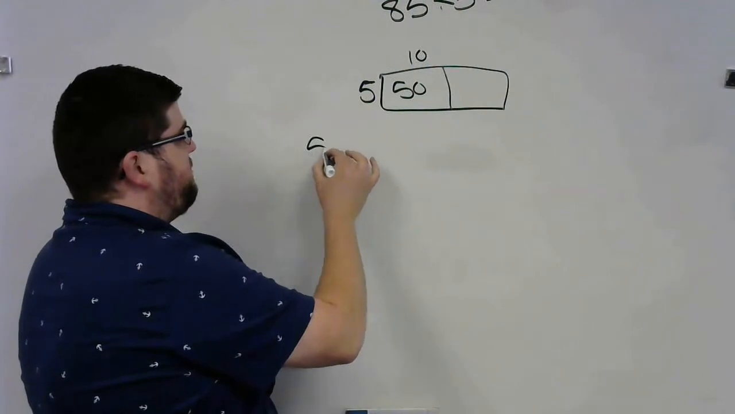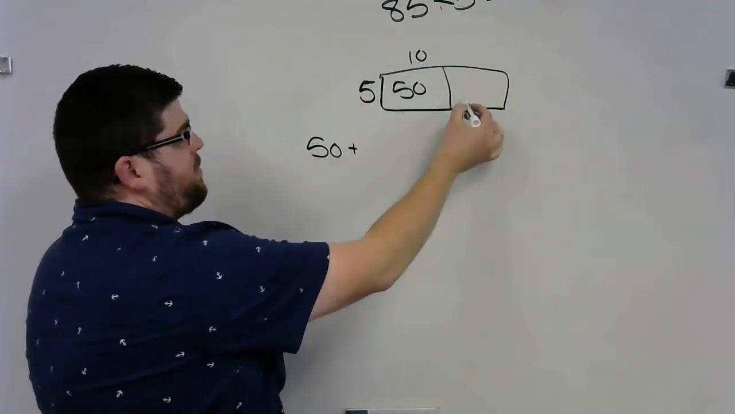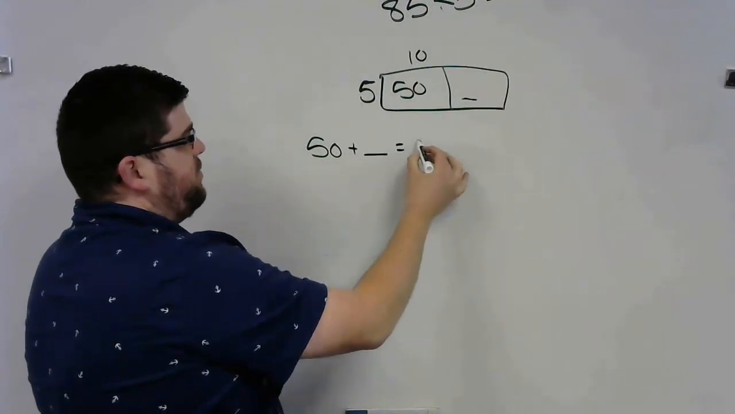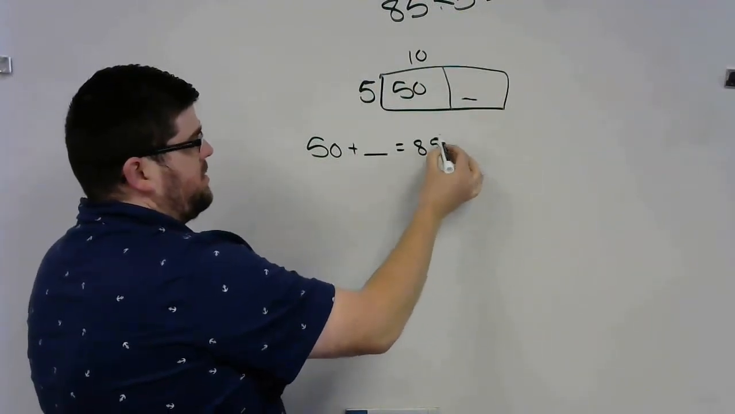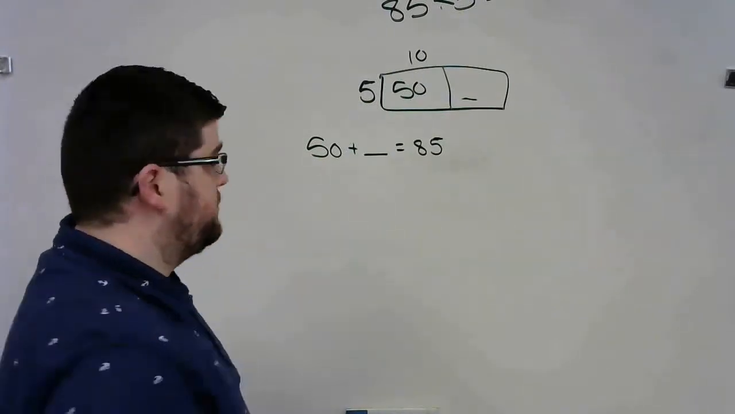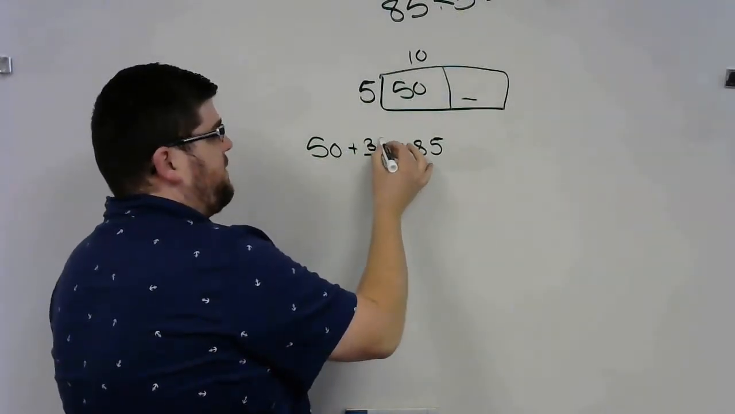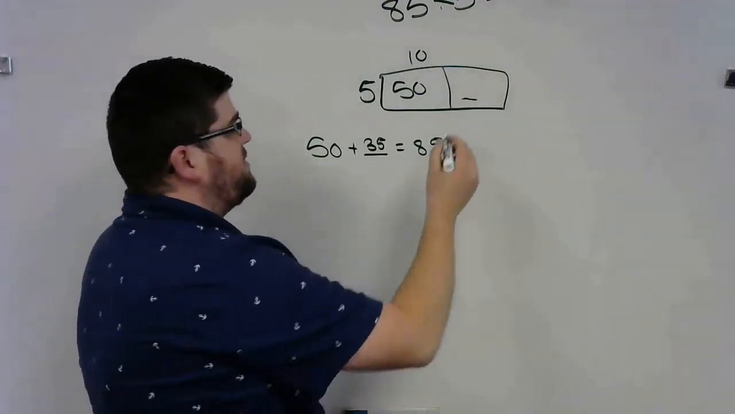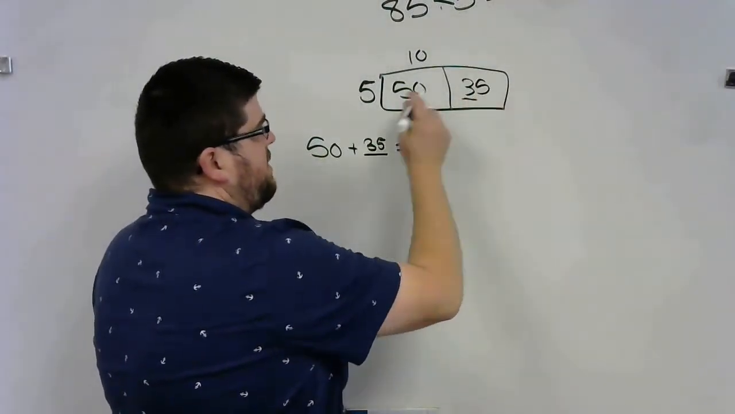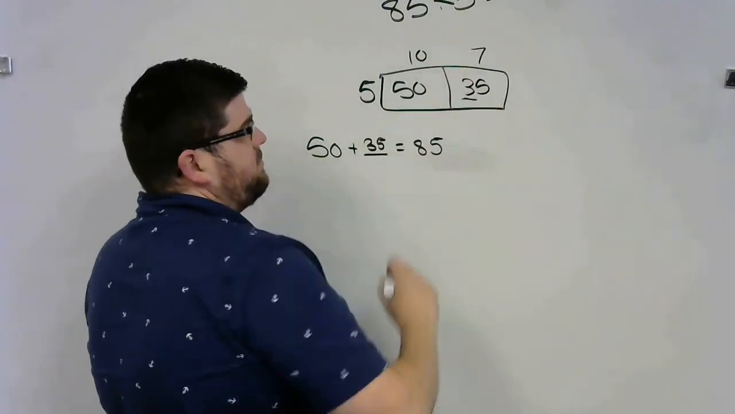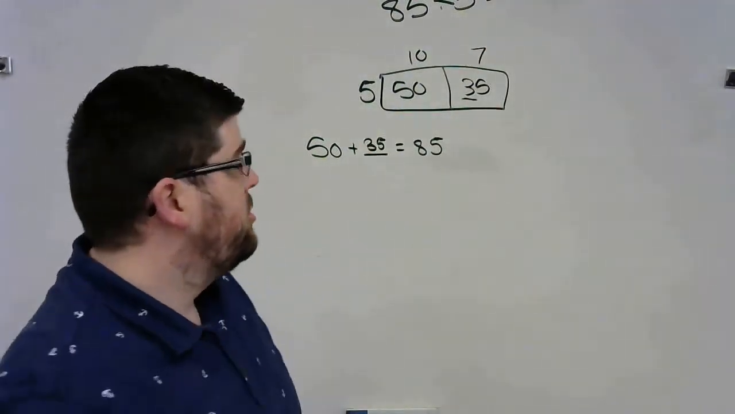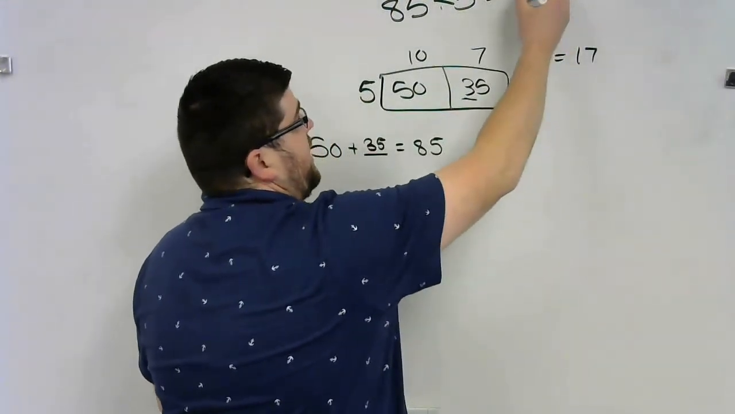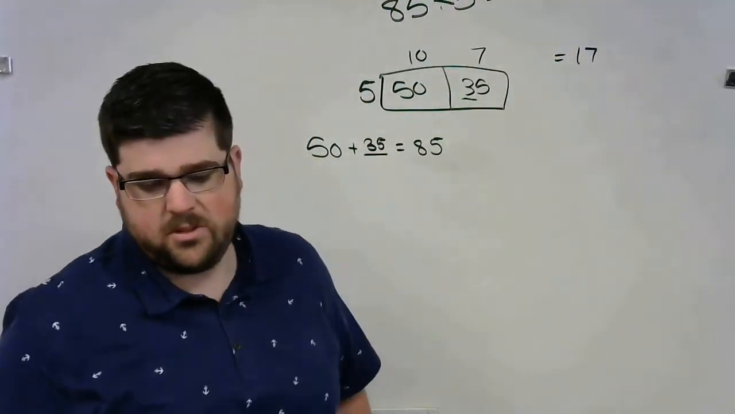So remember, this number has to add with the 50 to equal 85. 50 plus a number to equal 85, and that would be 35. And if you can't do the math in your head, then you need to subtract that out. So that means this number is 35. 5 goes into 35 7 times. So then 10 plus 7 is 17. So that means 85 divided by 5 is equal to 17.